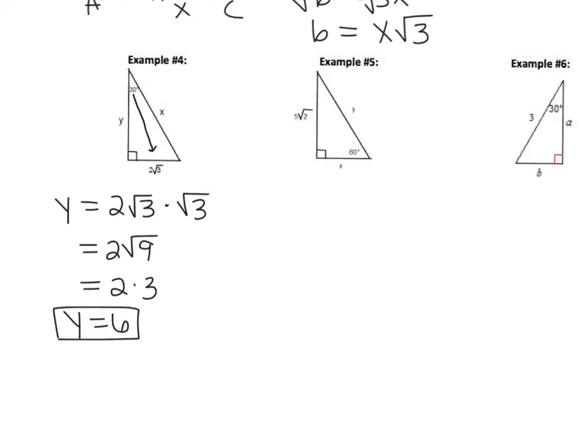In a 30, 60, 90 triangle, the hypotenuse, which in this case is x, is 2 times the length of our shorter leg, which is 2 square root 3. In this case, we're going to do 2 times 2, so we're going to get that our hypotenuse x is 4 times the square root of 3.